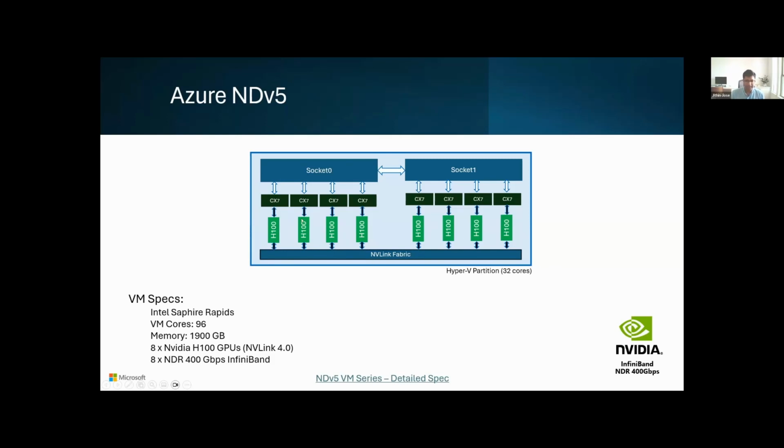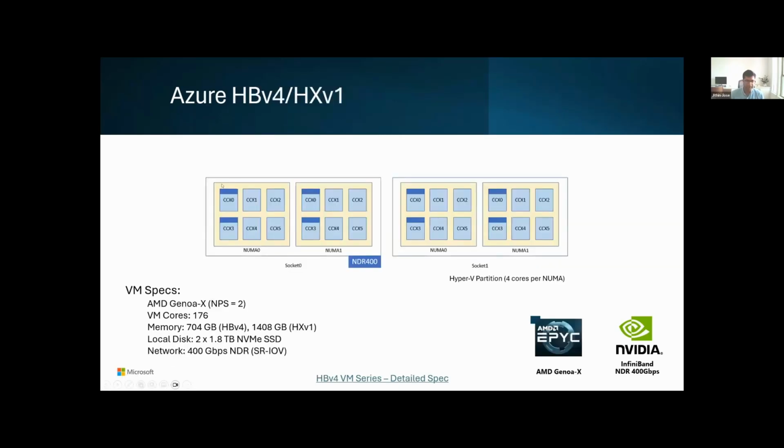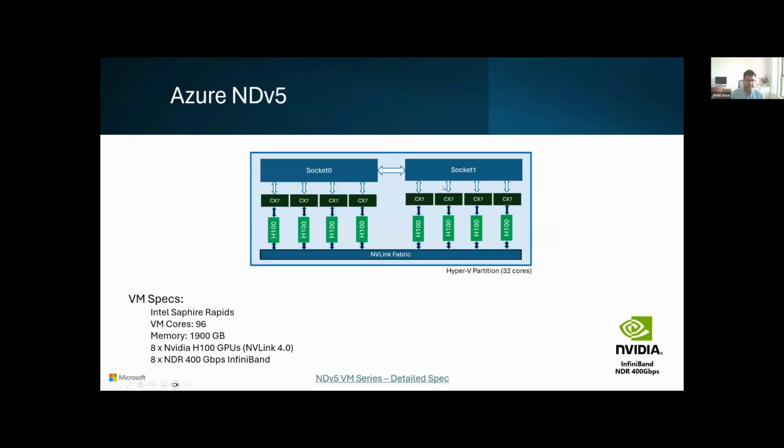Again, similar to the HBV4, we have the same core reservation here. I haven't shown it pictorially, but we take out 32 cores for the host, so any host activity is not reflected on the VM.